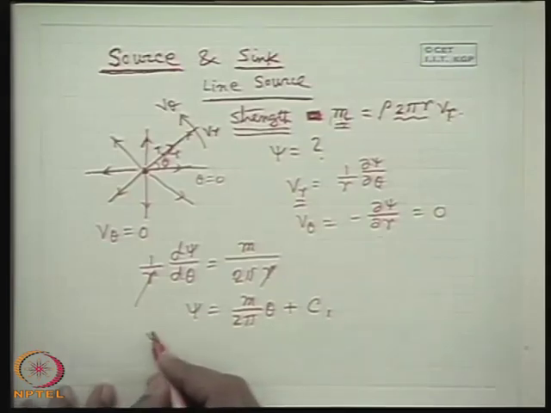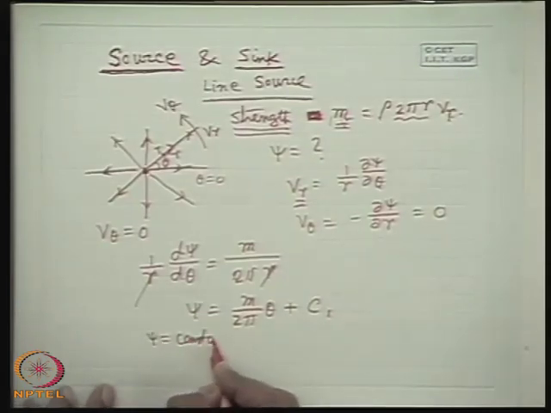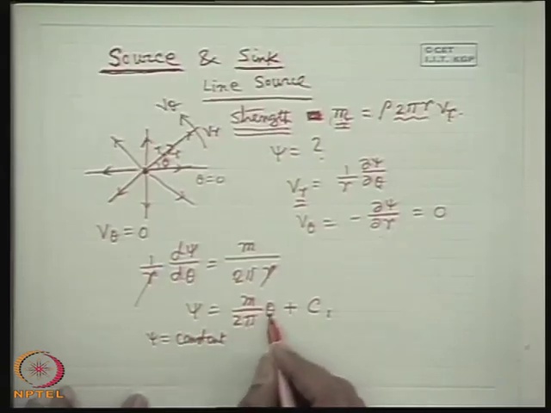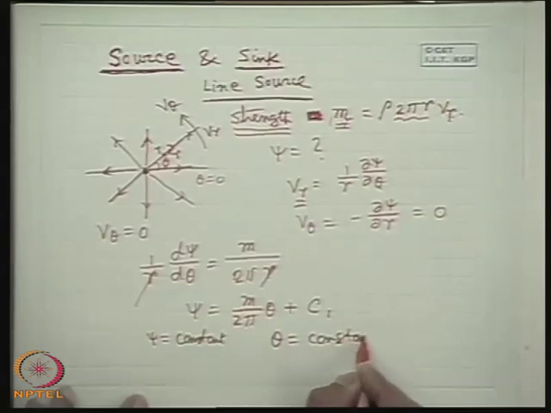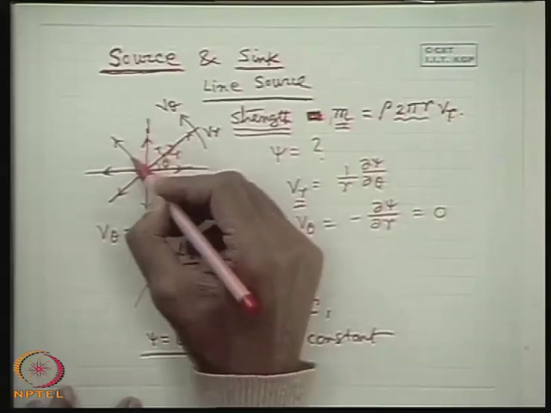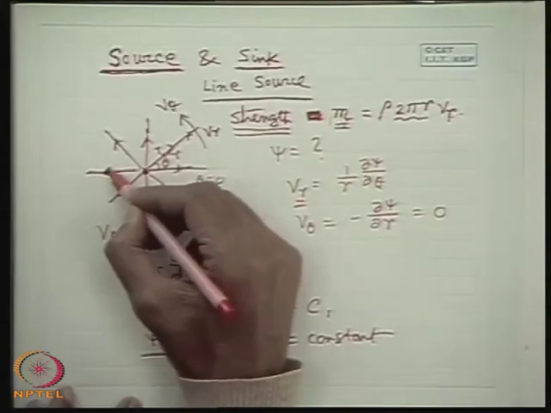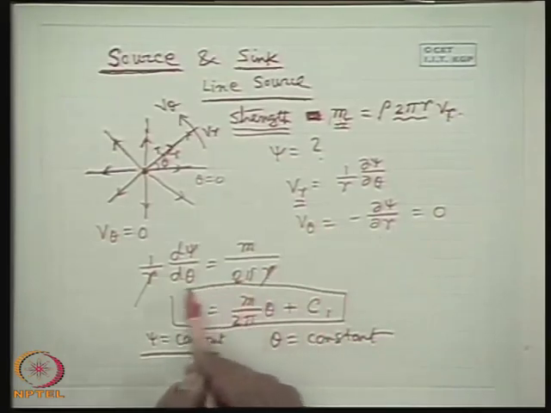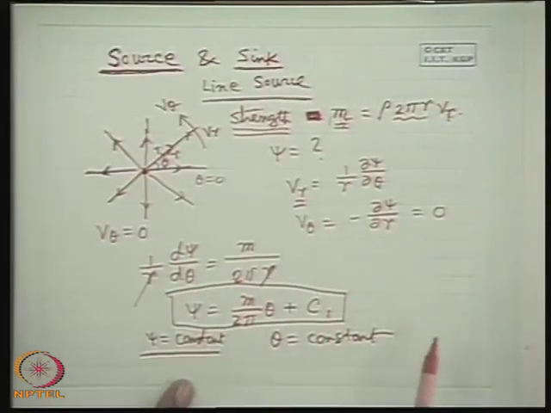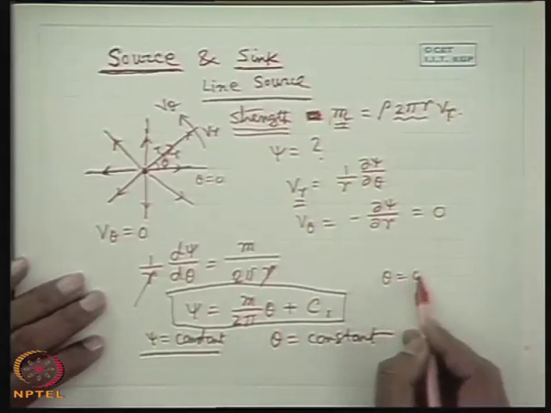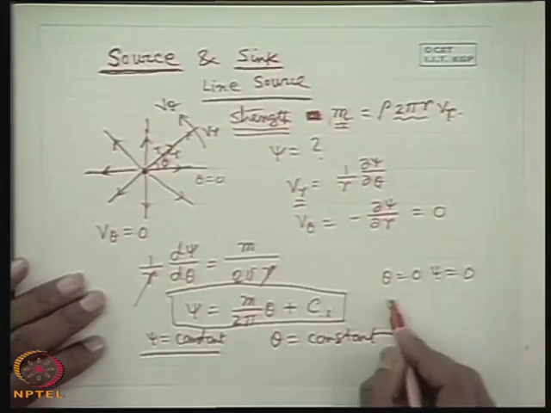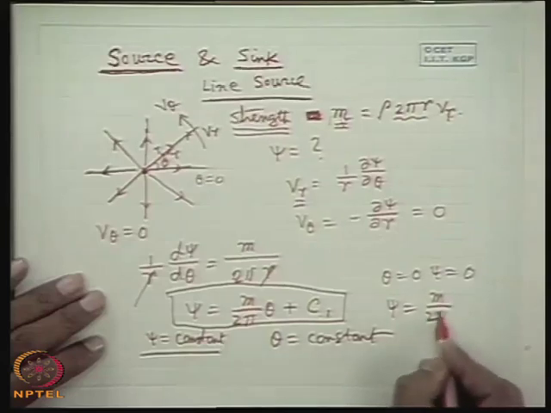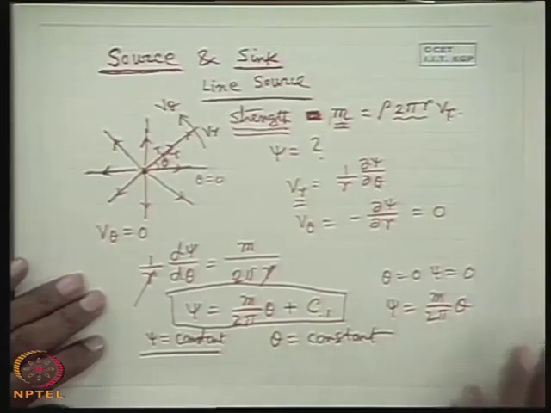So therefore for a constant psi line, if I put psi equal to constant, M by 2 pi theta plus C1 is constant, that means theta is equal to constant. That means along a constant psi line, theta is constant. That means these are the radial lines. So the constant psi lines are the radial lines, theta equal to constant. And this is the expression for the stream function psi. If I consider that theta is equal to 0, psi is equal to 0, then C1 is equal to 0, psi is equal to M by 2 pi theta. And accordingly we can ascribe the values of psi for different thetas.